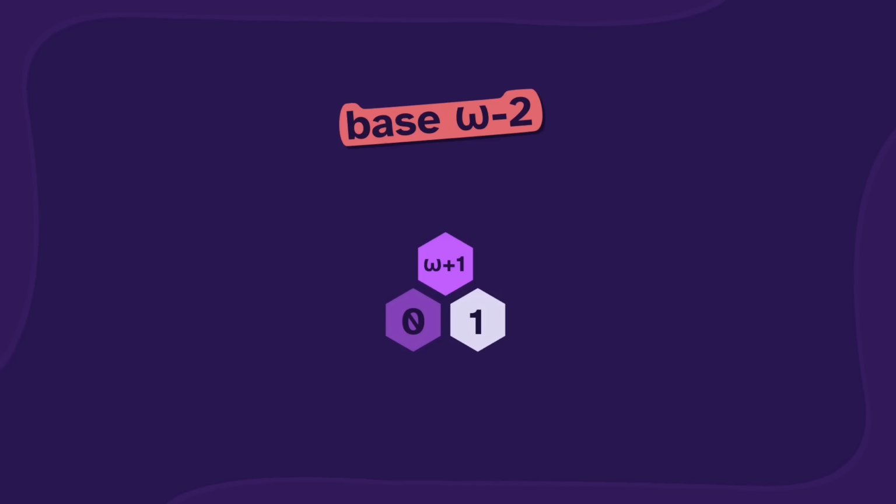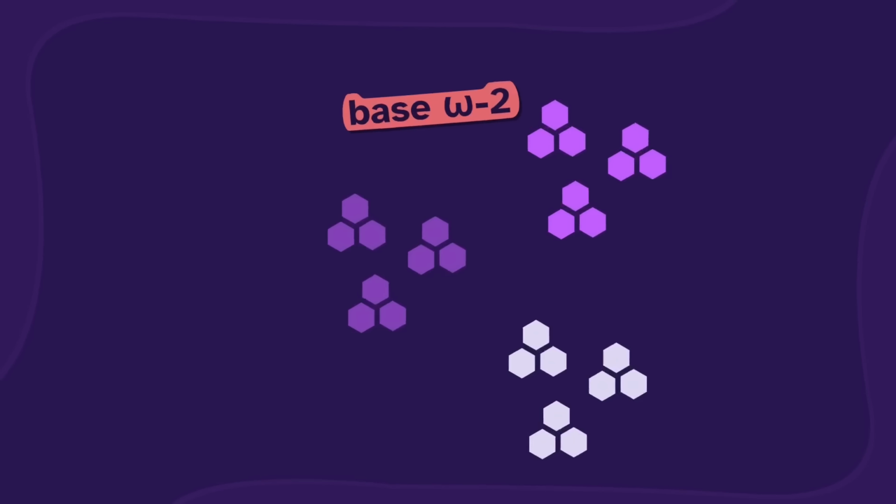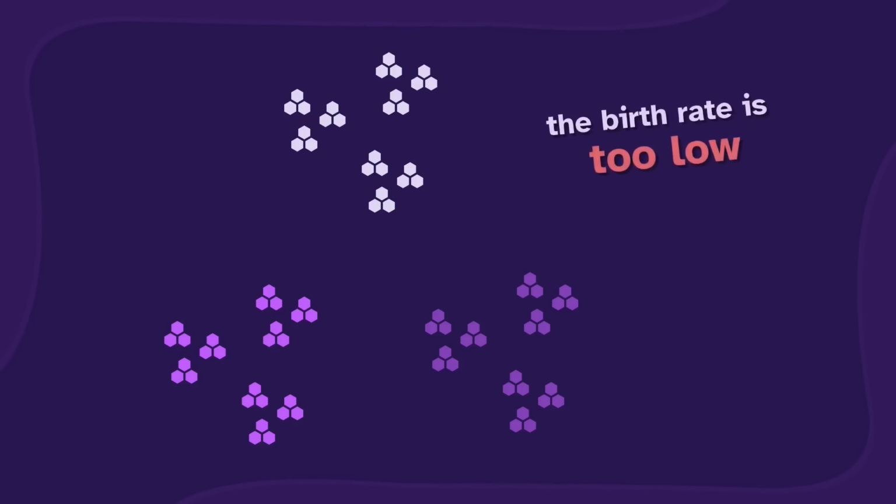We'll start with the same triangle, then slap a 0, give birth, slap a 0, give birth, slap a 0, give birth. The hexes are spread out. There's a lot of empty space between them because the birth rate is too low.